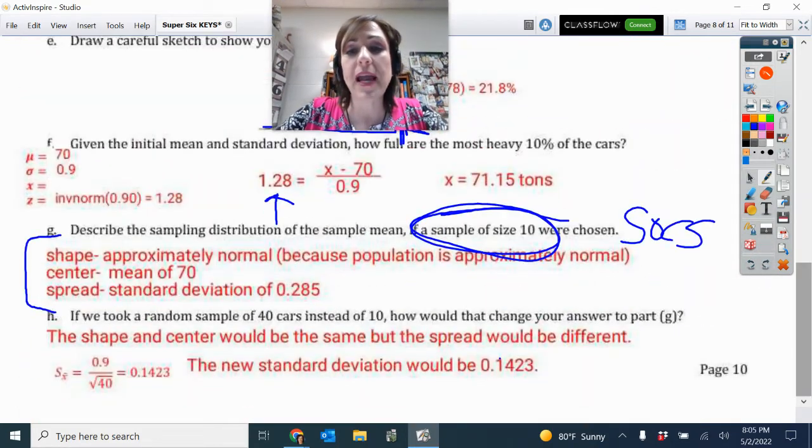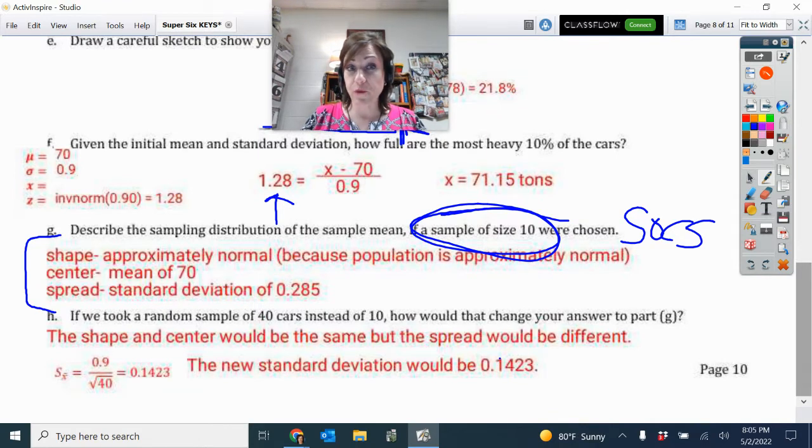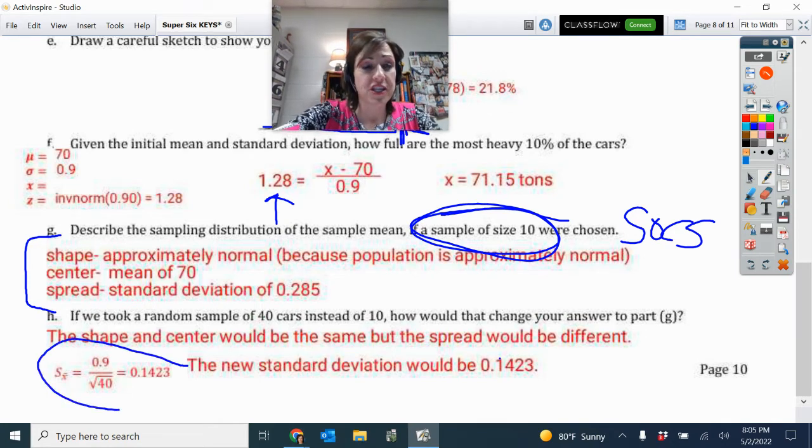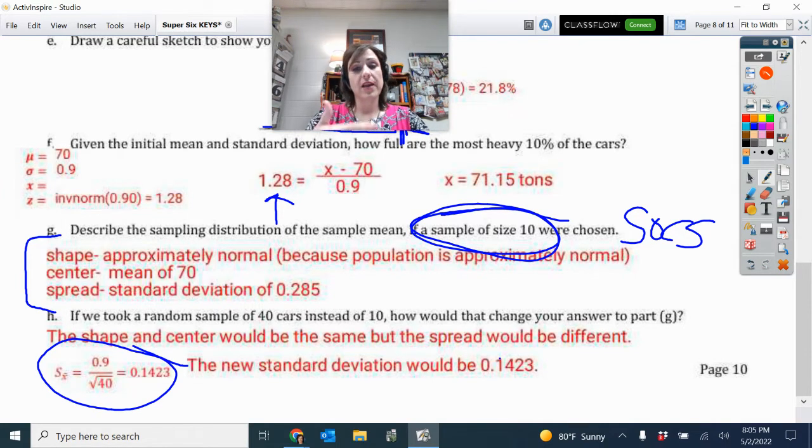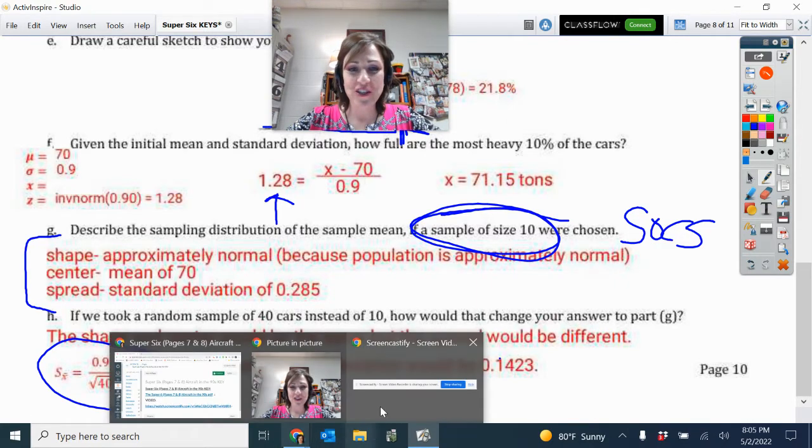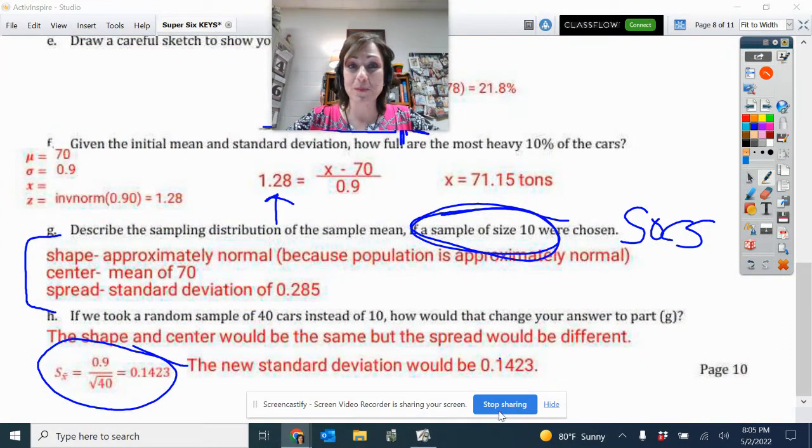All right. And then finally, what if we did samples of 40? What would that change about that distribution? Well, the shape would still be approximately normal. The center would still be the same at 70, but it would be less varied because that standard deviation now would be 0.9 over the square root of 40 instead of over the square root of 10. So now the new spread, the new standard deviation, is just 0.1423. All right, so there was your normal model and sampling distribution practice problem. And so I hope you were able to follow all those different changes in the standard deviation based on what was being asked for.